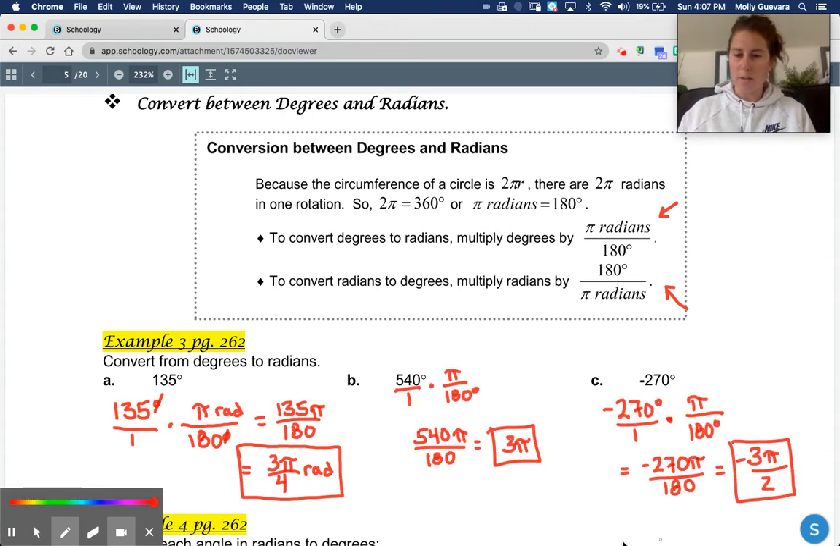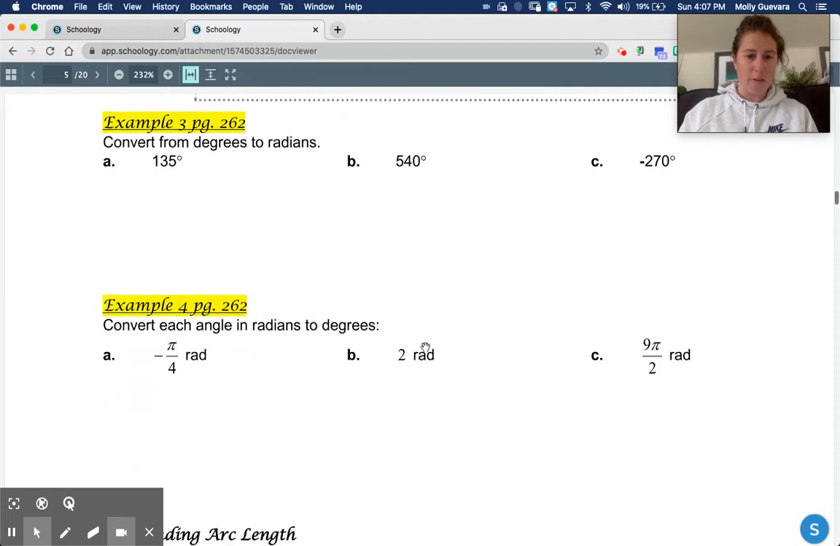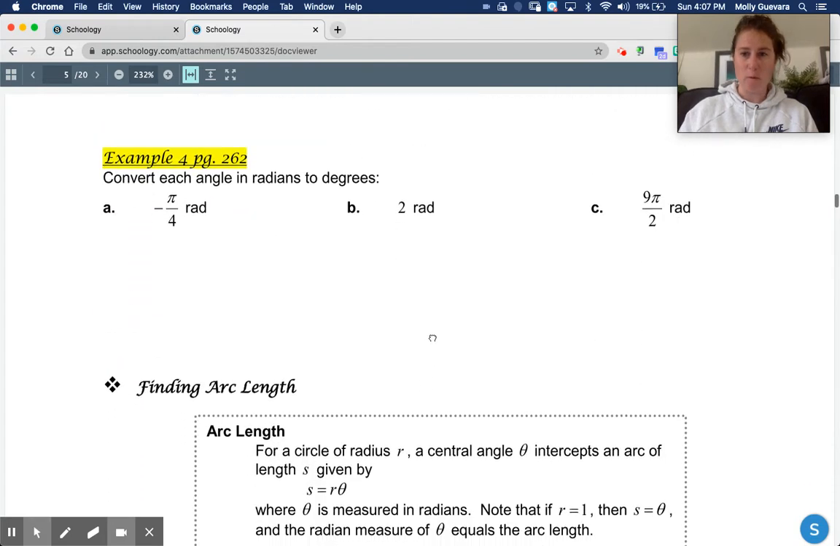All right, so check your work here. For B, you should have gotten 3 pi, and for C, you should have gotten negative 3 pi over 2. So hopefully nothing too crazy there. If we look at example 4, it's the same thing. We're just going the other way.